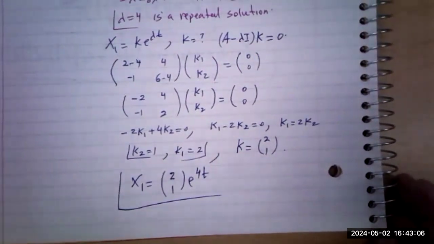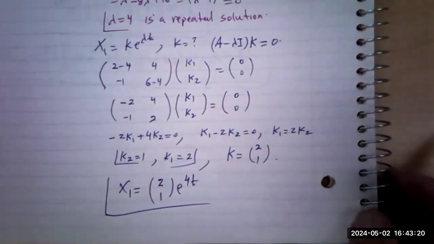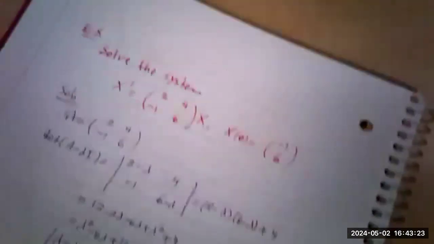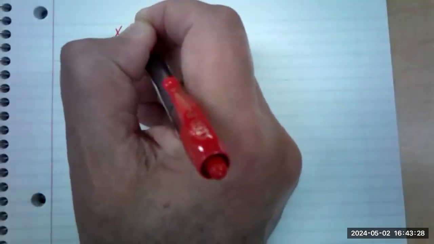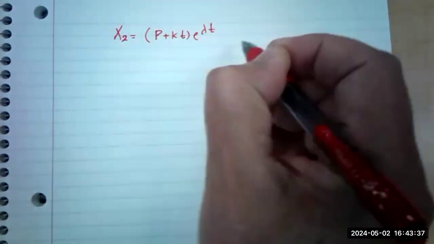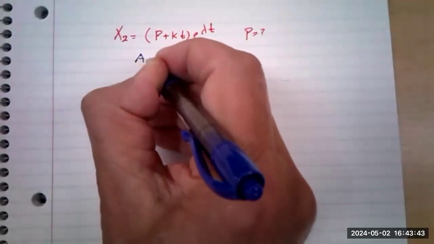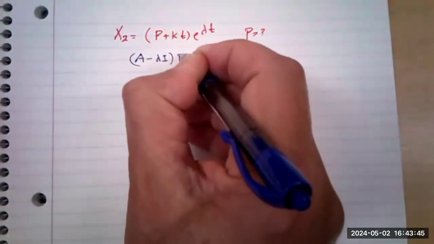Okay, now we get the second one. We find the P. The second solution, x2, is equal to (P + Kt) e^(λt). We have to find the P. To get the P, you are going to form (A − λI) P equal to K.